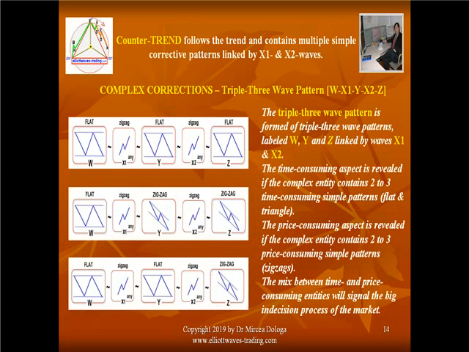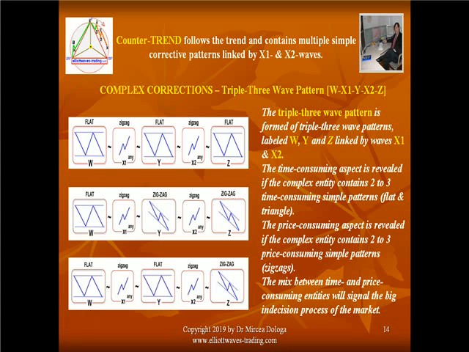Let's talk about the counter trend, which follows the trend and contains multiple simple corrective patterns linked by X1 and X2 waves. Complex correction this time will be called the triple 3-wave pattern, which is W, X1, Y, X2, and Z. The triple 3-wave pattern is formed of triple 3-wave patterns labeled W, Y, and Z linked by the waves X1 and X2.